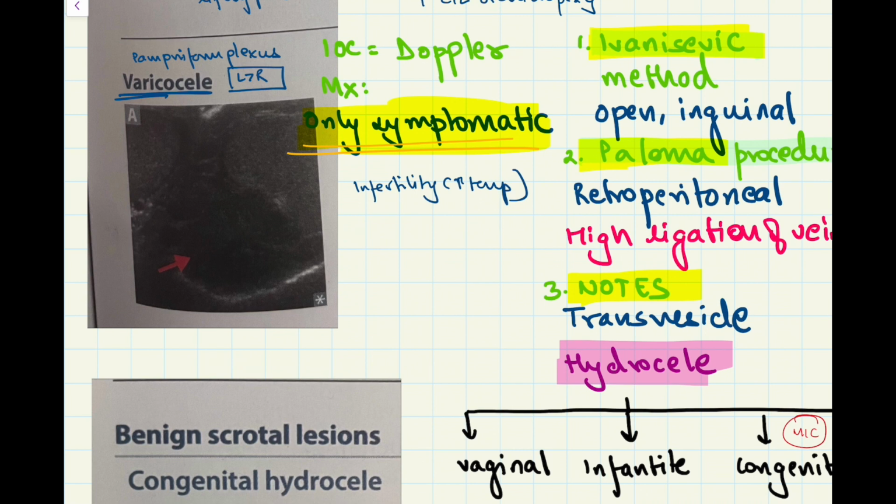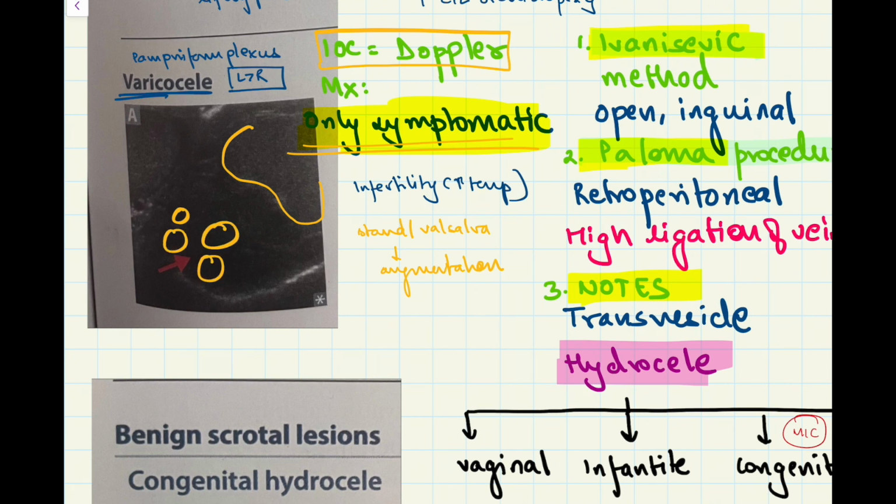So for diagnosing, the investigation of choice is Doppler. The patient is asked to stand or perform a Valsalva maneuver, right, because varicocele is augmented on Valsalva. On ultrasound we can see this is the testes, and here these are the dilated veins, right? If you perform a Doppler, you will see the color in the veins, and there will be augmentation or increase in the diameter of veins when you perform a Valsalva. Right, that is how varicocele is diagnosed.